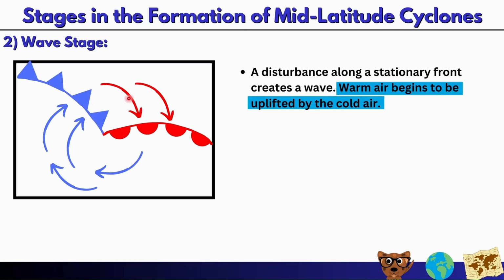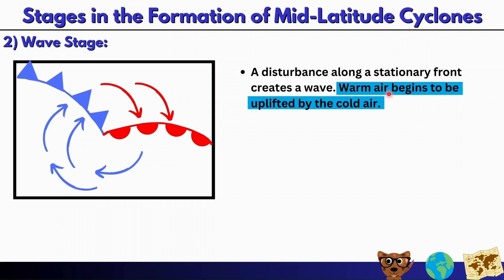Now how do we know which is the warm front and which is the cold front? Because in your exam it will not be color coded. The warm front will obviously have semicircles along the line, and a cold front will have triangles along the line, right? That's the most simple way that you could remember that. A disturbance along a stationary front creates a wave.